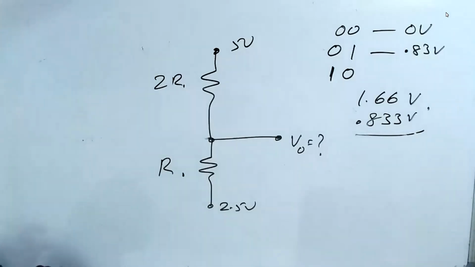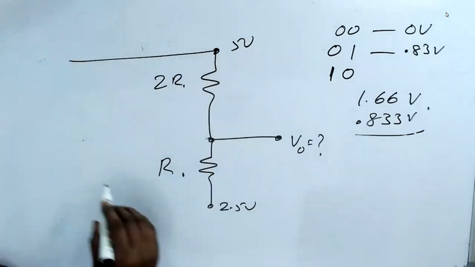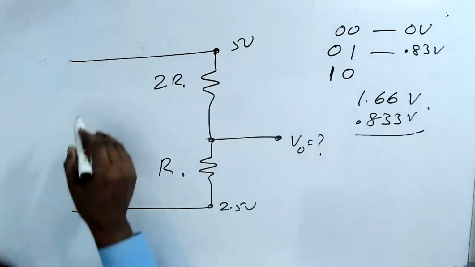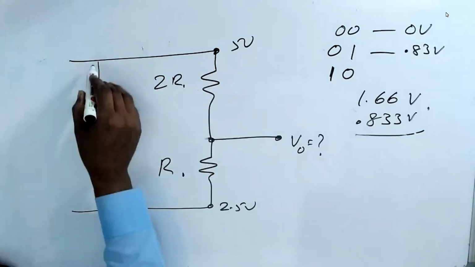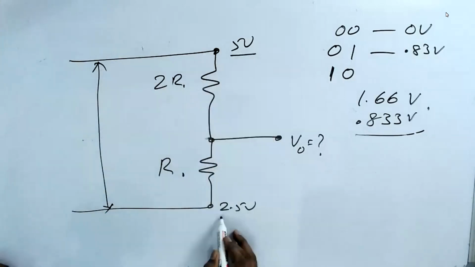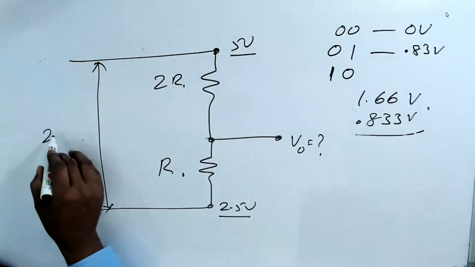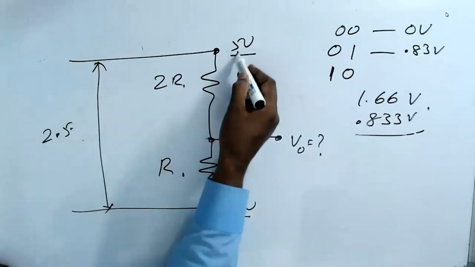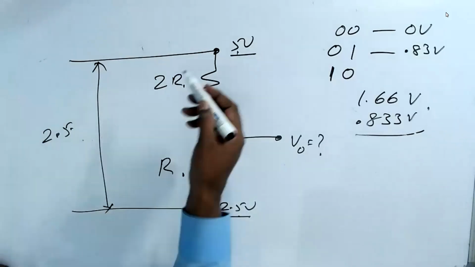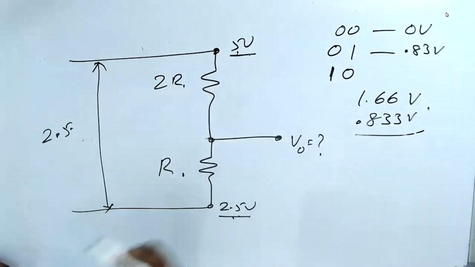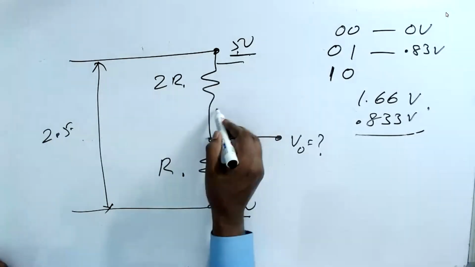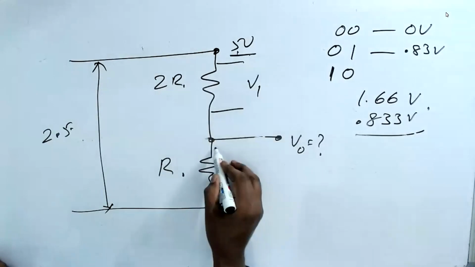Somebody has got an answer that is much closer, but it's not correct. Let us see that. See here. What is the potential difference? 5 minus 2.5, so the potential difference is 2.5 volt. Now, what is this voltage? V1 and V2.